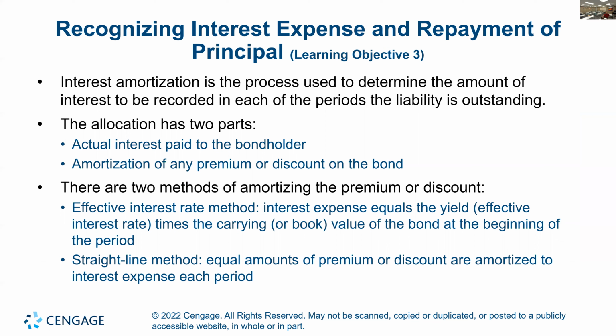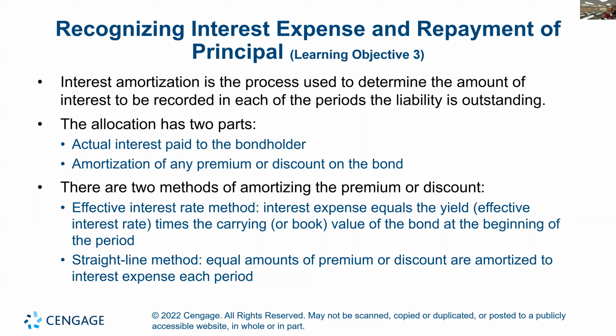Next, we have to recognize the interest expense and the repayment of principal. Okay, so when we're talking about interest expense, there's 2 things we're going to need to know here. Okay, 1, how much cash are we actually paying back to our bondholders, okay, our creditors? And then how much of that cash is actually going to be recorded as an interest expense on our income statement? Because we are going to go through a process of removing that discount or that premium off our books through a process called amortization, okay?